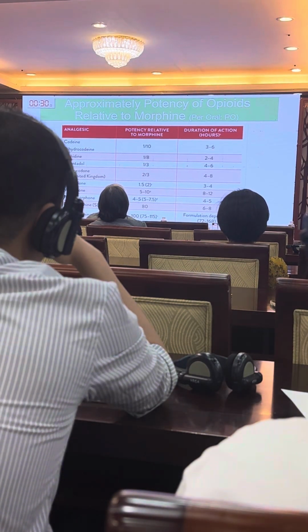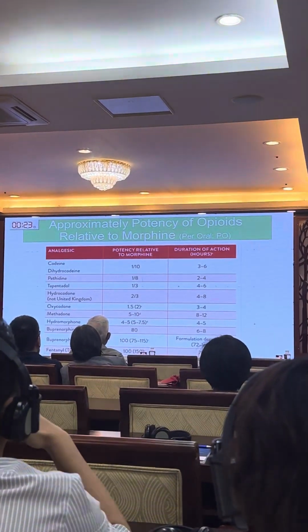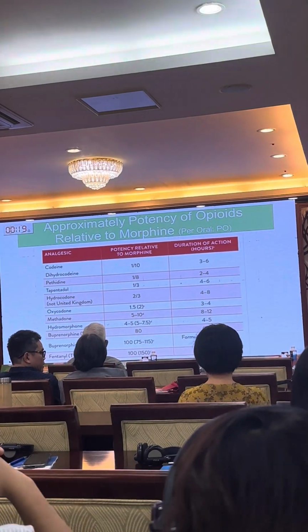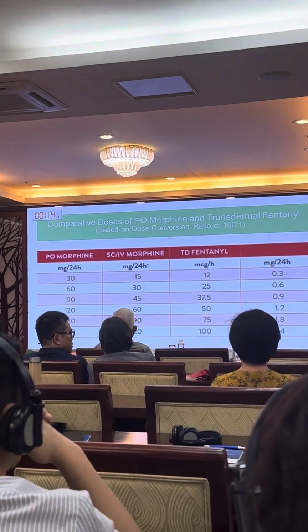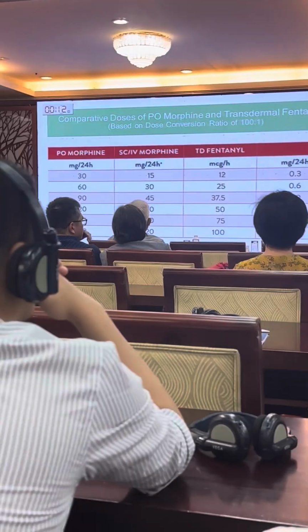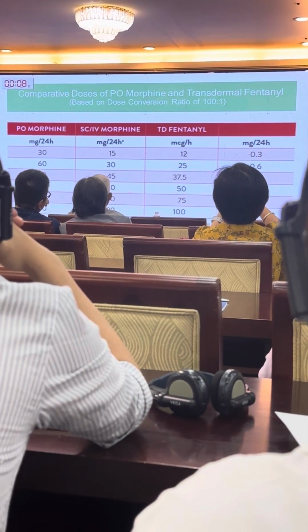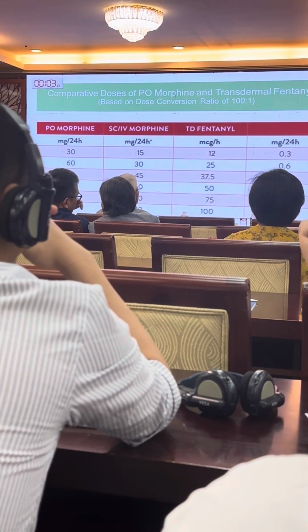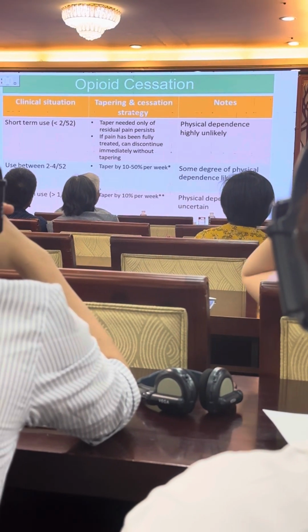This is the slide from the WHO showing the conversion ratio of the opioids in comparison to morphine. This is for the oral conversion table. And this is for conversion from morphine, either oral or parenteral form, into fentanyl patch. It's easy to remember that every 60 milligrams of oral morphine equals fentanyl at 25 micrograms per hour.